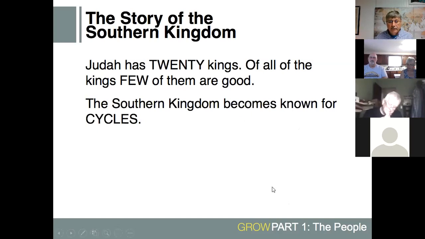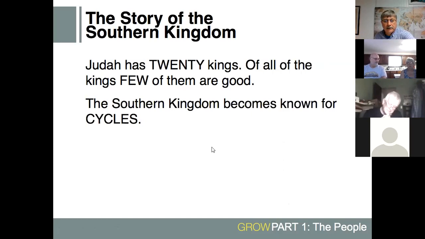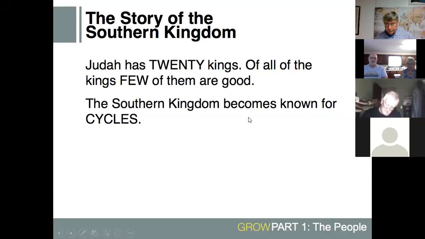And then another bad king will come along, and they will head back down into idolatry. I tried to hand draw the way the southern kingdom went. And of the 20 kings, this is how it went. It kind of maybe looks like one of these things we see on the COVID positives or our economy, maybe. We're up and down. And this is kind of the way the southern kingdom went with their 20 different kings. All right, we'll go back into the PowerPoint.